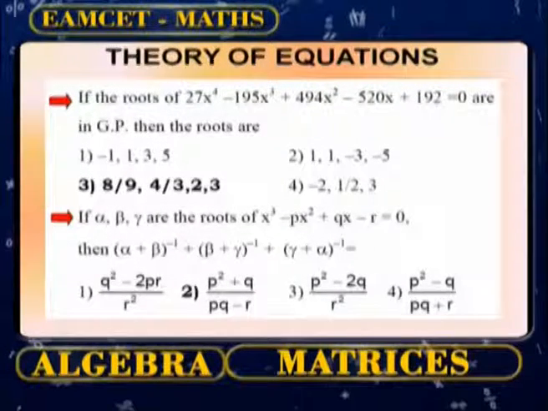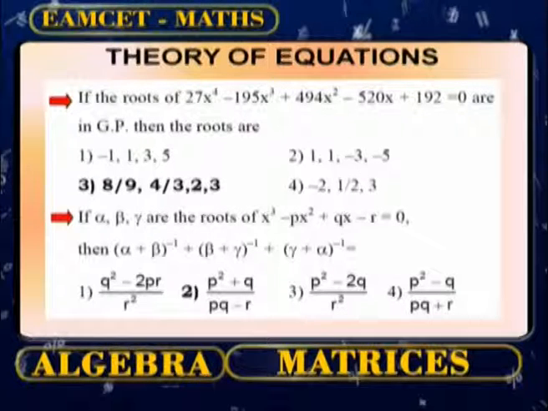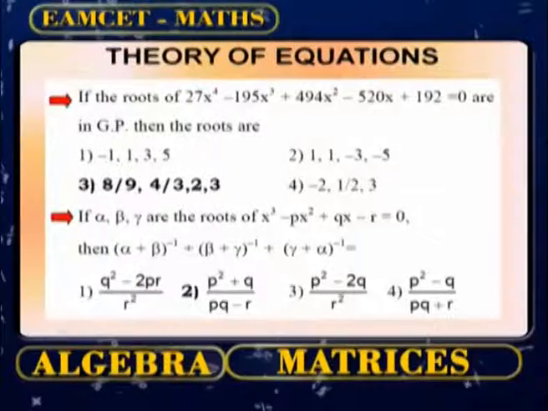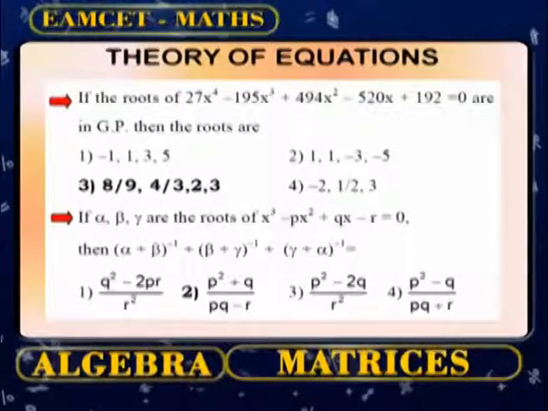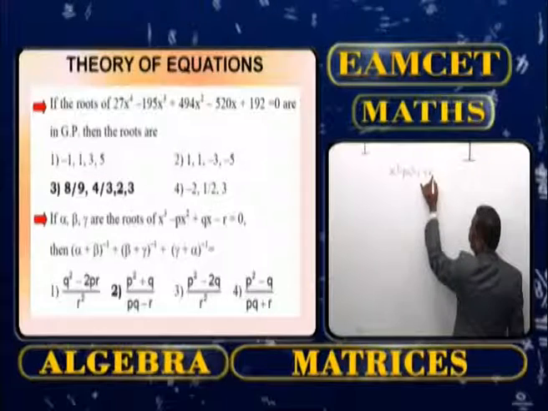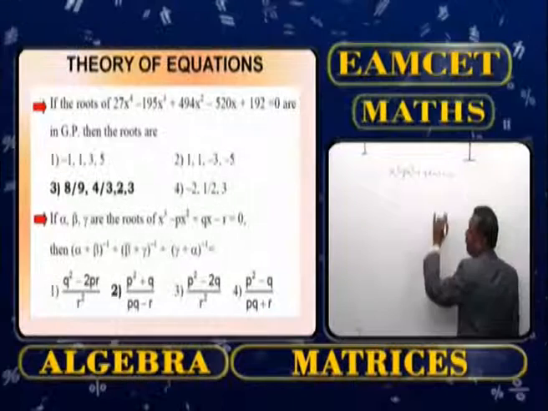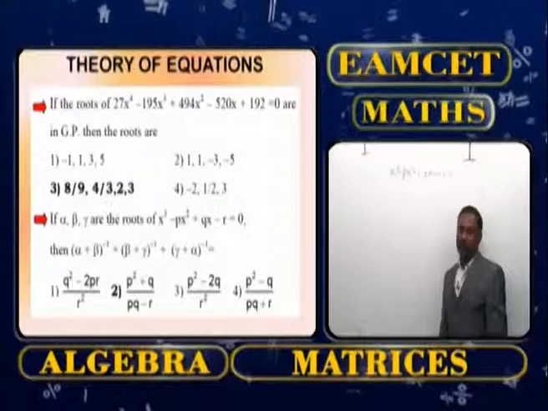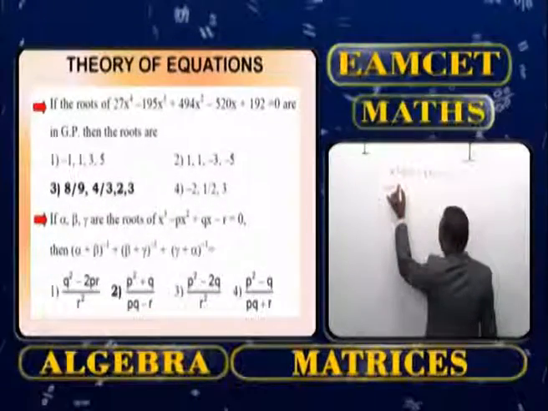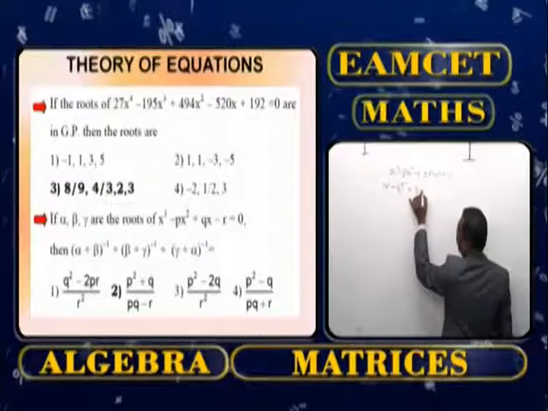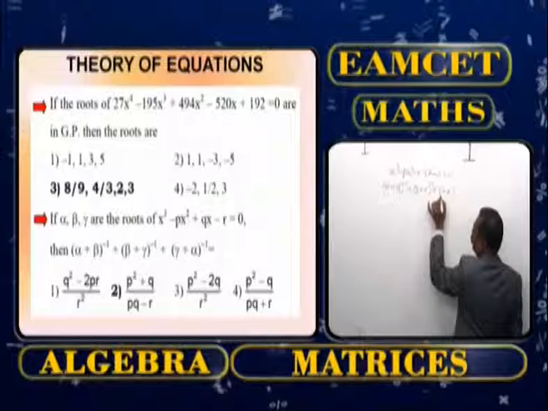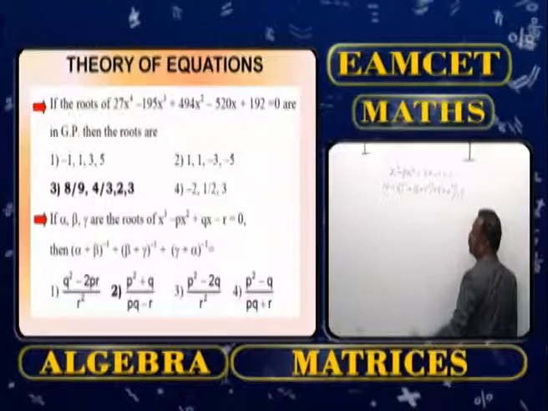Next one is, if alpha, beta, gamma are the roots of x cube minus px square plus qx minus r is equal to 0, then (alpha plus beta) whole power minus 1 plus (beta plus gamma) whole power minus 1 plus (gamma plus alpha) whole power minus 1 is needed.